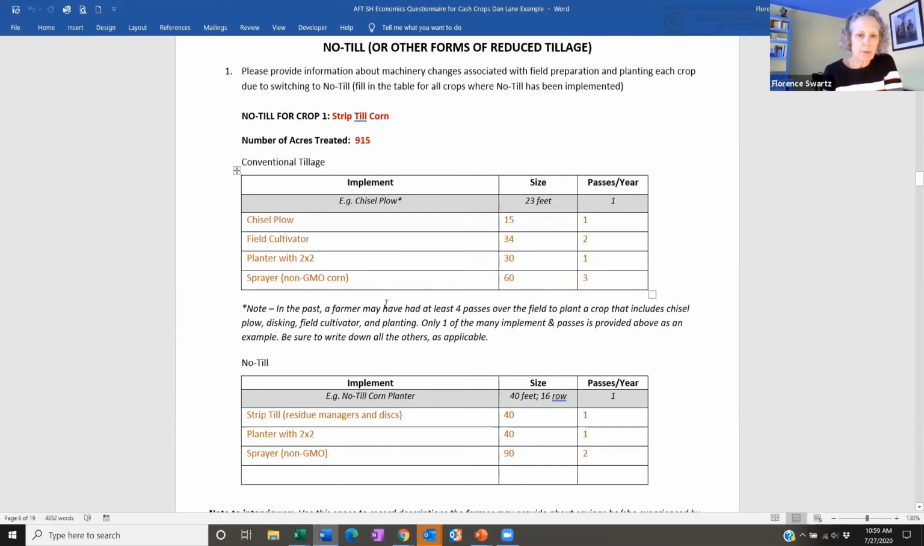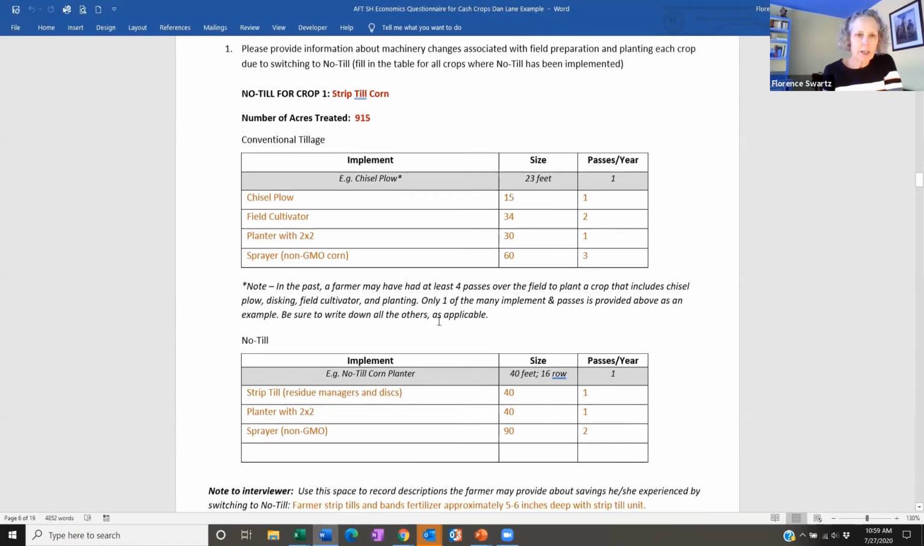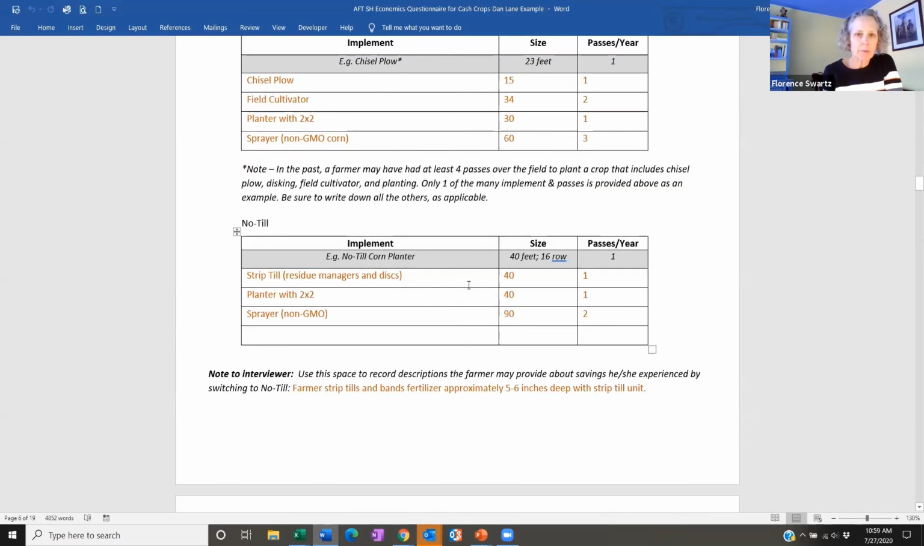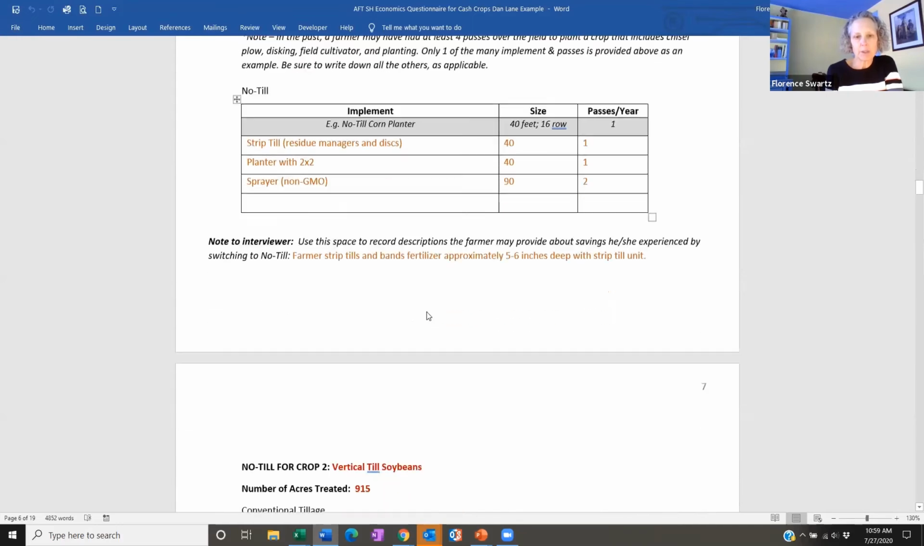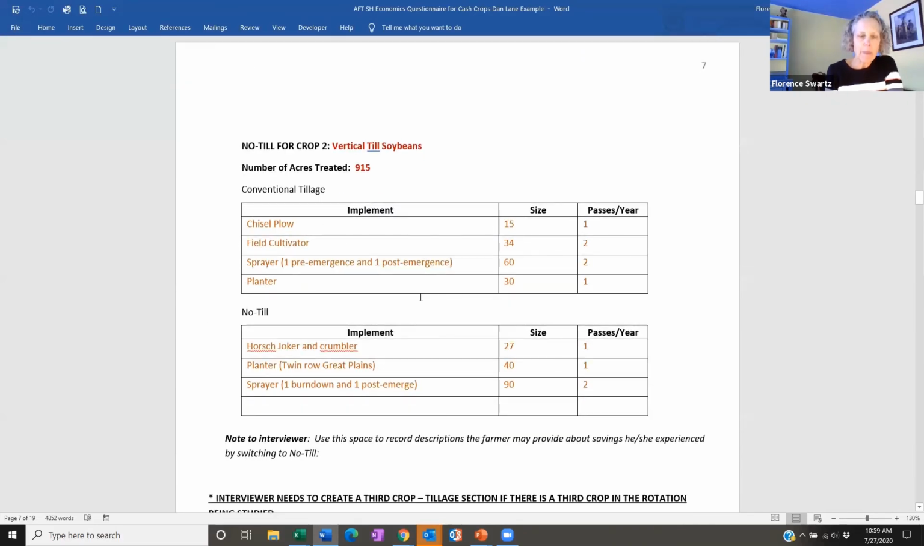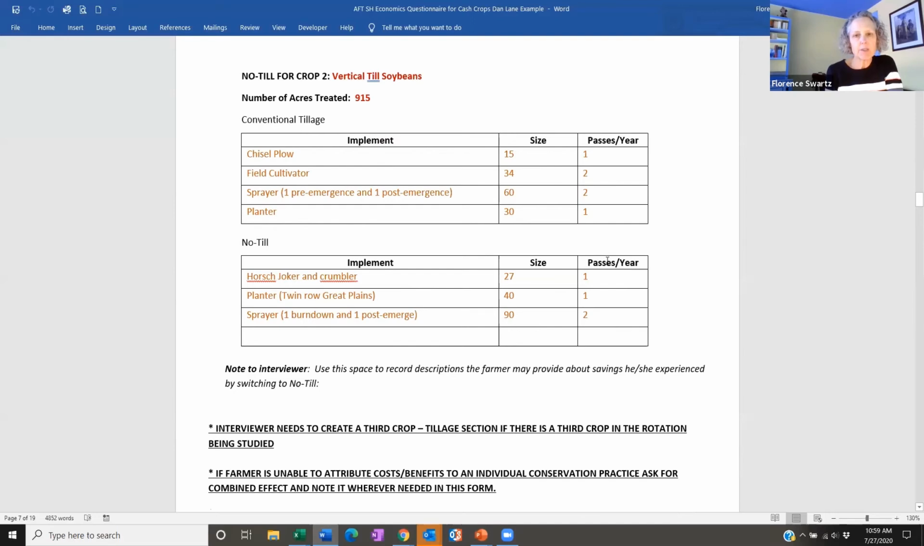And so we have the before situation, what machinery were they using before they adopted strip till, what are they using now? And you can see they've indicated their equipment, the size of the equipment, the number of passes per year. And just looking at these 2 tables, you can see that they went from 7 passes down to 4. And so we can expect that they're probably saving some money here because of going to reduced tillage, which shouldn't be too surprising. We also have soybeans down here, same thing, their other crop. What were you doing before? What are you doing now? Number of passes.